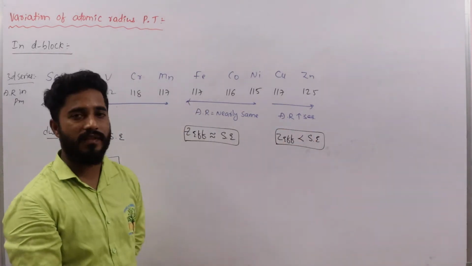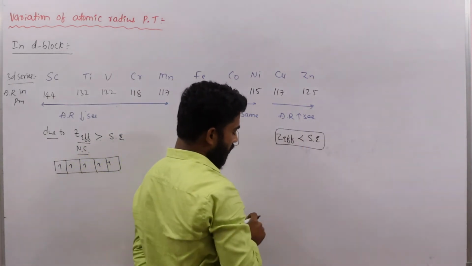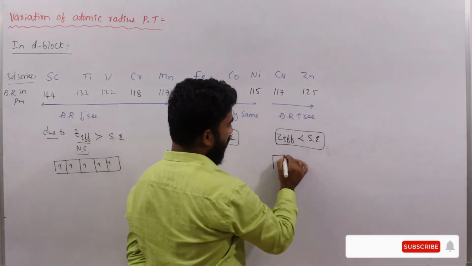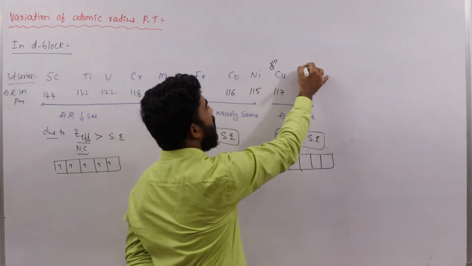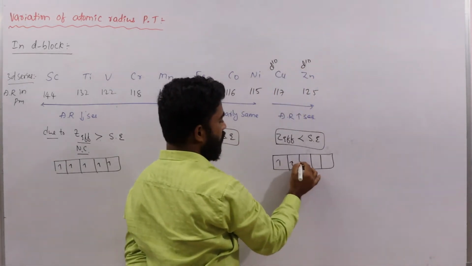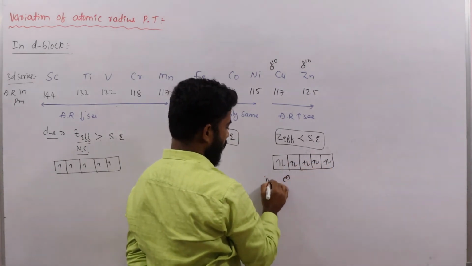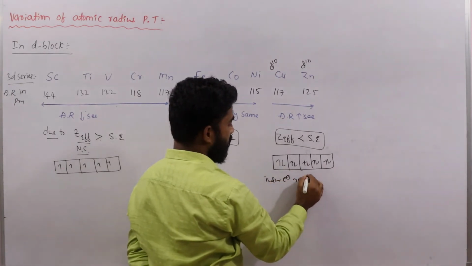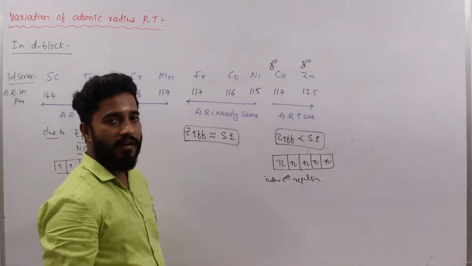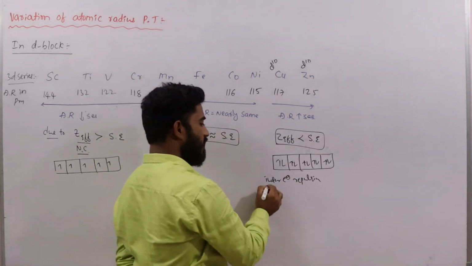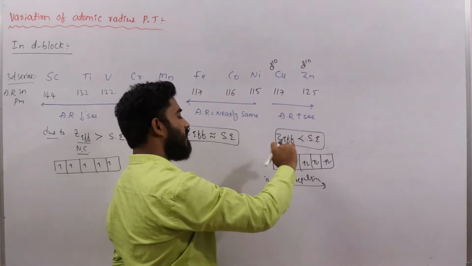And also here we can say one more factor: the electronic repulsions. When you observe copper and zinc, both have D10 configurations. Due to the D10 configuration, inter-electron repulsions are present. So due to those inter-electron repulsions, the size of the electron cloud, that means the atomic radius, what will happen? Increases.